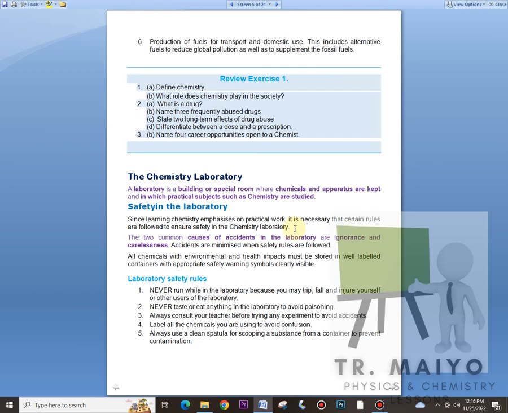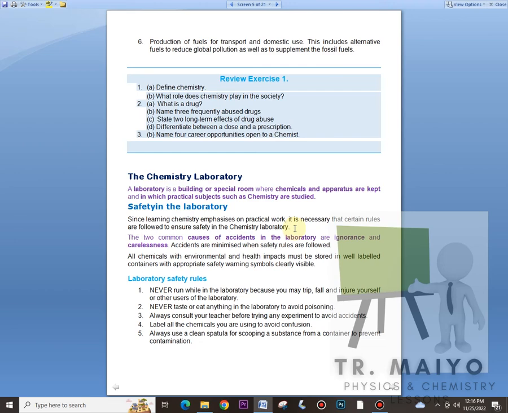So now in the lab all of them must be labeled. If it is the name of a certain chemical, it must be labeled. Now let's look at these laboratory safety rules. Never run while in the laboratory because you may trip, fall and injure yourself or other users of the laboratory. Never test or eat anything in the laboratory to avoid poisoning.